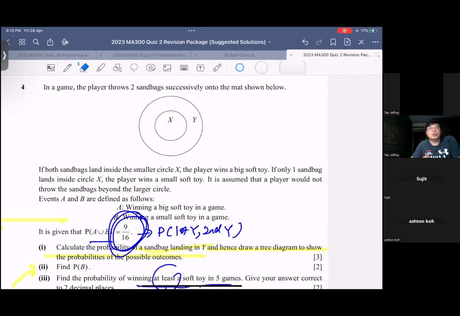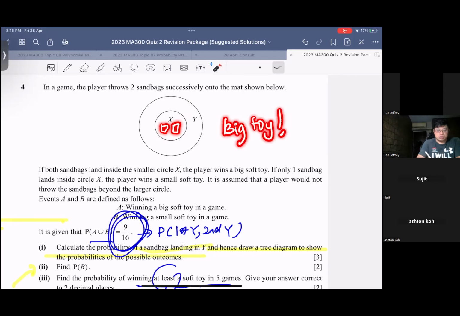So this question, right? I throw two sandbags successively onto the mat. Let's say I throw the first bean bag here. If I throw both inside, this will give me a big toy. Both inside, one big. So I imagine I got one sandbag in the small circle, one sandbag here, then I will get a big toy. Yes. If I throw only one, the other one cannot go anywhere, assuming both cannot throw beyond the larger circle. One will be here and one will be here. Then I will get a small toy.